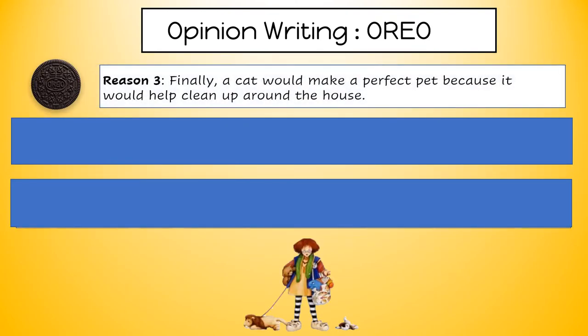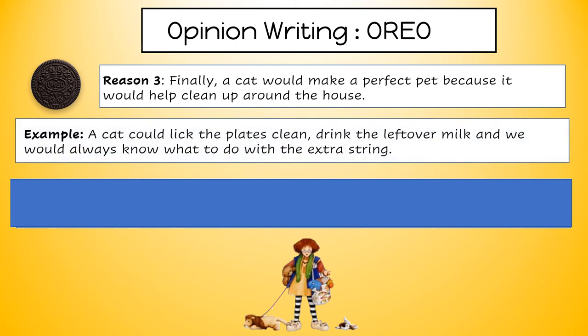Her third reason, finally, a cat would make the perfect pet because it would help clean up around the house. Now, I really liked her examples on this one. The cat could lick the plates clean, drink the leftover milk, and we would always know what to do with the extra string. So now she's got to sum it up with her opinion again.